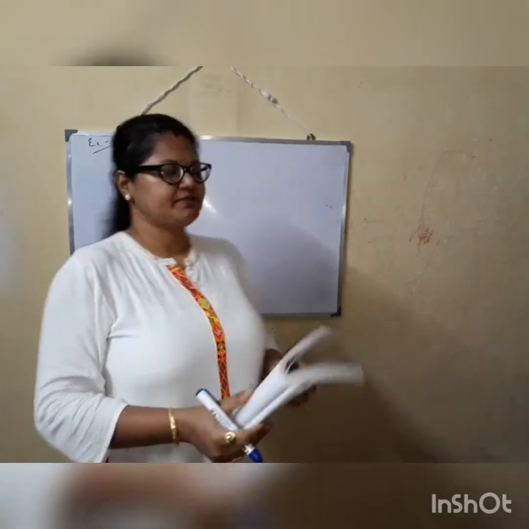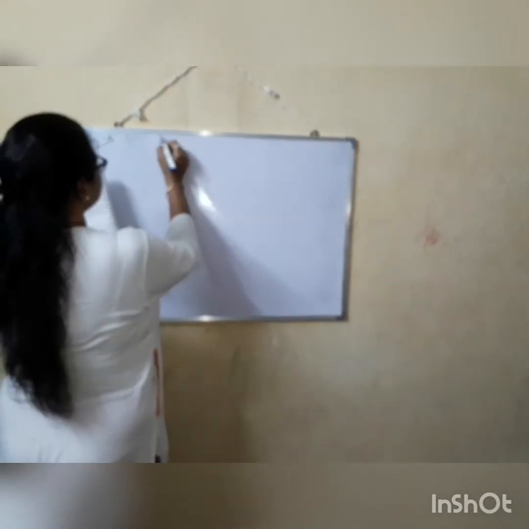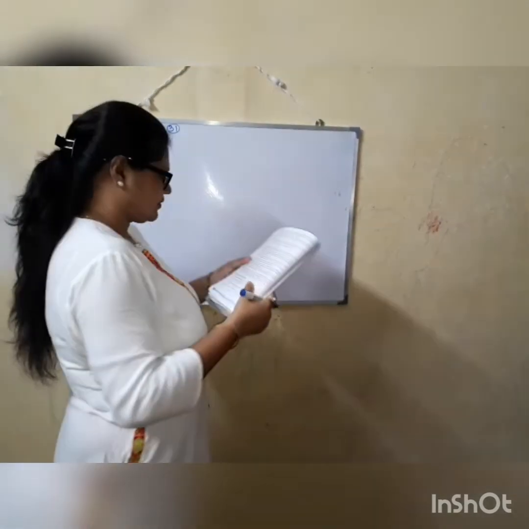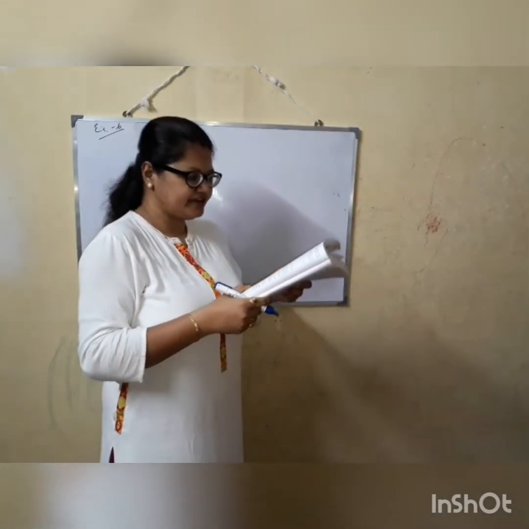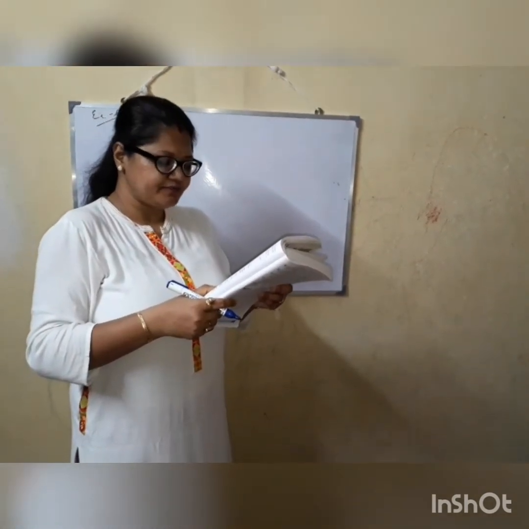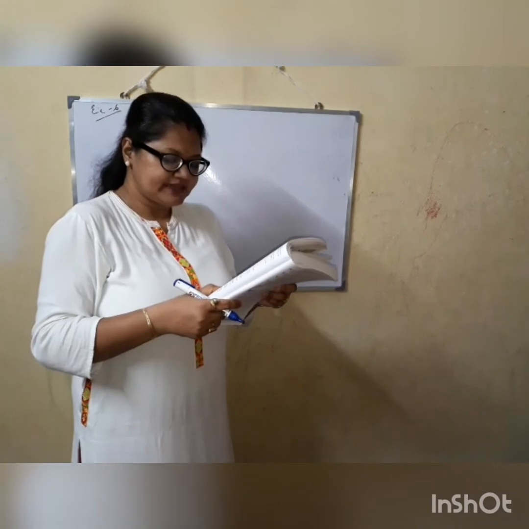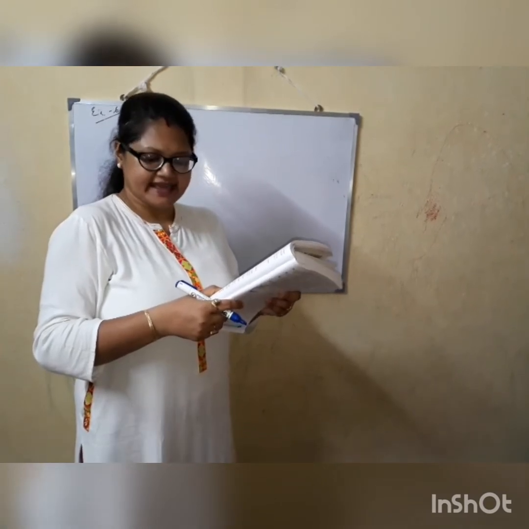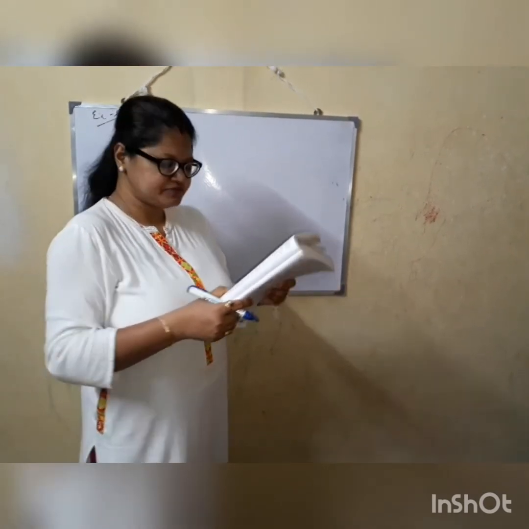Let's continue with sum number 31. Sum number 31 says, an aeroplane flies 1680 km with a headwind in 3.5 hours. On the return trip with the same wind blowing, the plane takes 3 hours. Find the plane's airspeed and the wind speed. A simple sum.